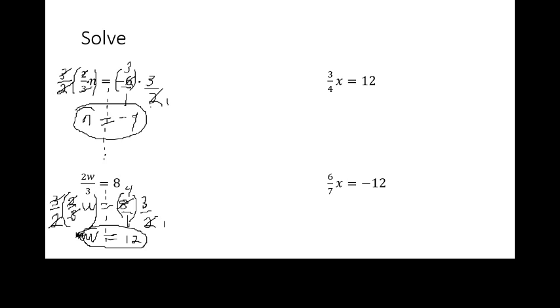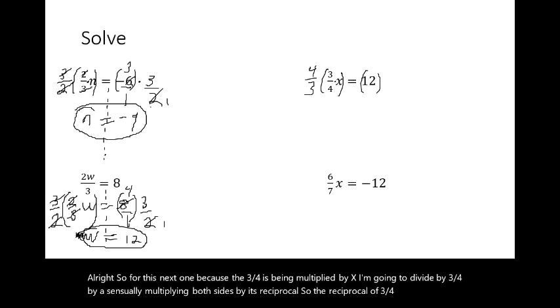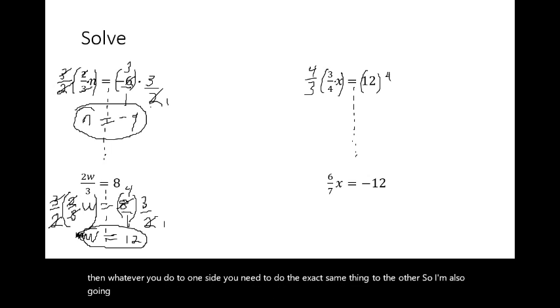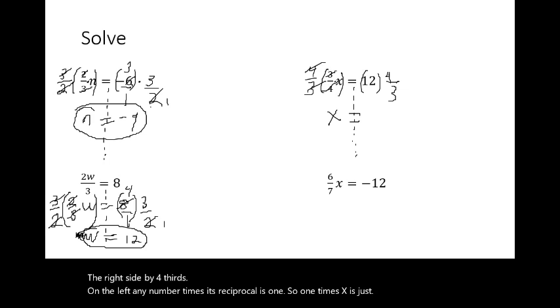All right, so for this next one, because the 3/4 is being multiplied by x, I'm going to divide by 3/4 by essentially multiplying both sides by its reciprocal. So the reciprocal of 3/4 is 4/3. And then whatever you do to one side, you need to do the exact same thing to the other. So I'm also going to multiply the right side by 4/3. On the left, any number times its reciprocal is 1. So 1 times x is just x, and x is now by itself.